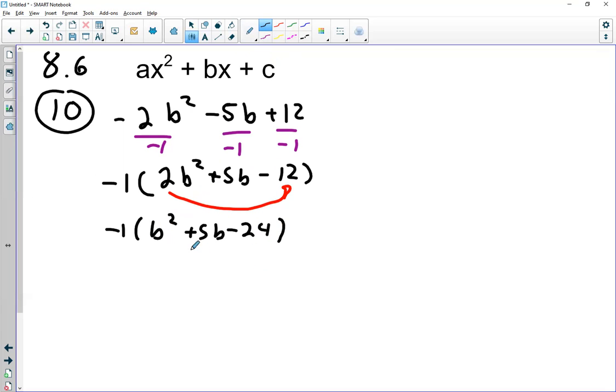Now, this looks like something I could do. Things that multiply to -24, they add to 5. And remember, I want to do it.